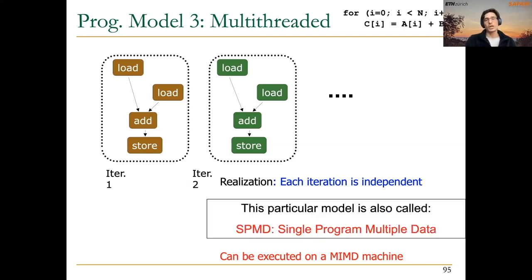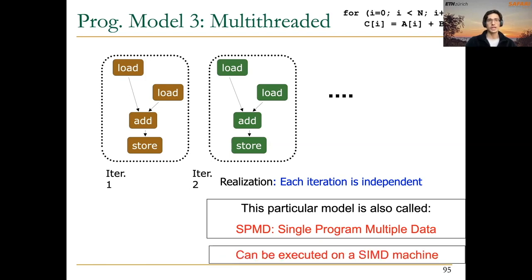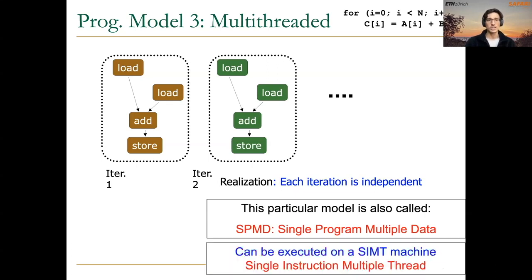But it turns out that we can also call this multi-threaded programming model single program multiple data, and it's multiple data for obvious reason, because all these iterations are operating on different data, but also single program because the program is the same for all iterations. So this program is exactly the same as this one. It's exactly the same code, only executed by different threads. And the good thing of this single program multiple data programming style is that it can be executed efficiently on a SIMD machine, and that's a GPU.